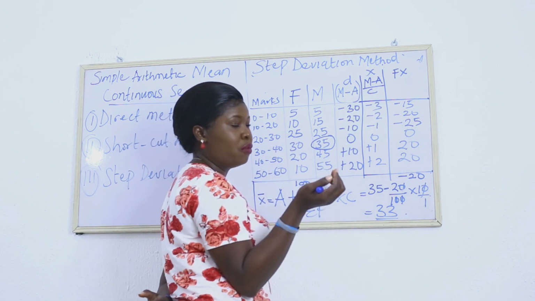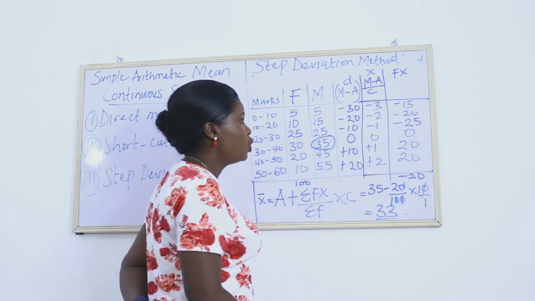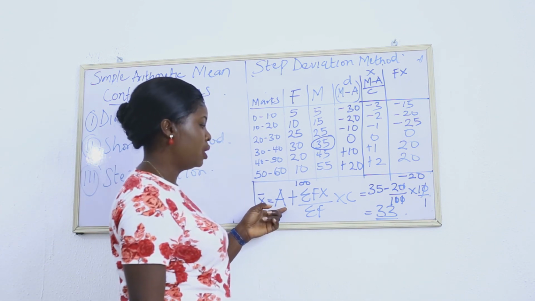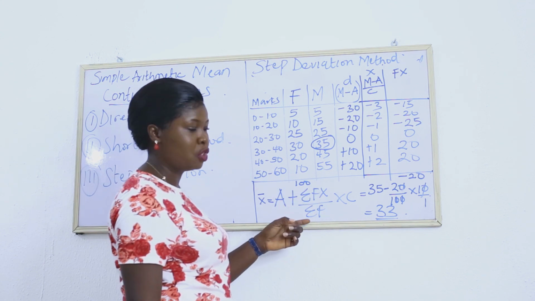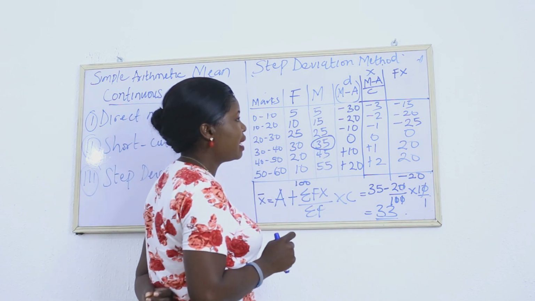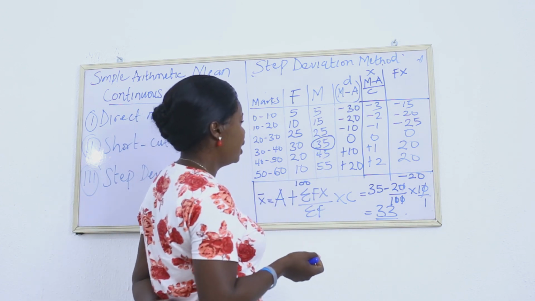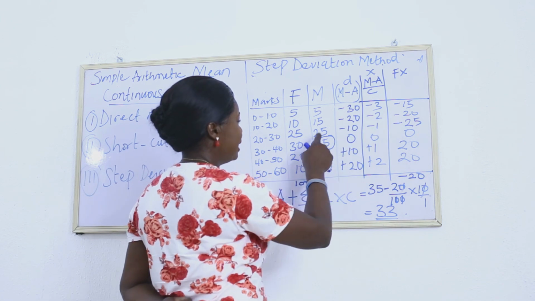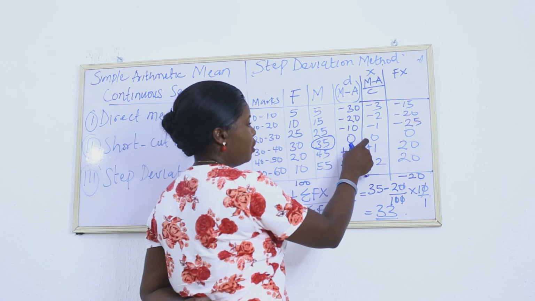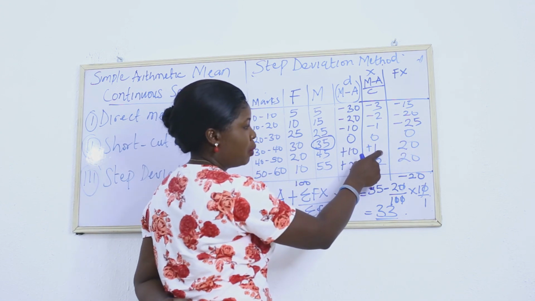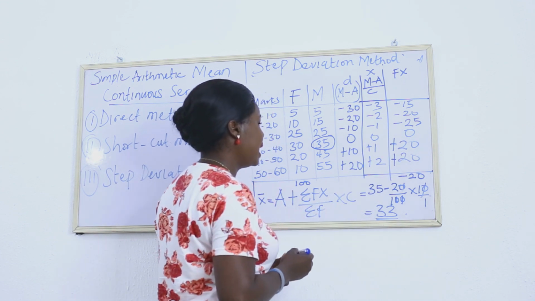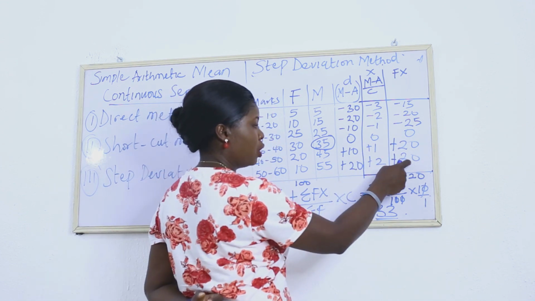Then bringing to the next column, so that we don't get confused, if I'm representing this with D again, we'll get confused. So I've decided to represent this with X. The formula says x bar is equal to assumed mean plus summation fx all over summation f times c. So multiplying f by this now, 5 times minus 3 is minus 15. 10 times minus 2, minus 20. 25 times minus 1, minus 25. Then 30 times 0, 0. 20 times plus 1, plus 20. Then 10 times 2, plus 20.